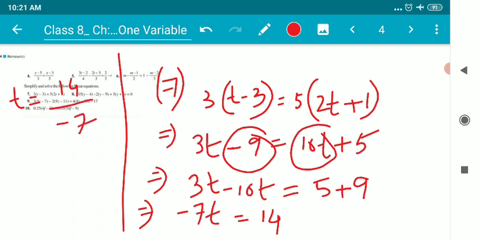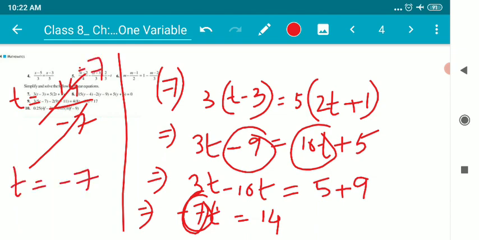Now you might be thinking, sir, you are transposing minus 7, but it's not changing the sign. No, we don't have to look at the sign before the number. We have to see the relation between the variable and the number. The relation between the variable and the number is multiplication. So the moment I'm transposing minus 7 from left hand side to the right hand side, it will simply be divided. That's it. So 14 divided by minus 7, the answer is minus 2. So the final answer of t is minus 2.